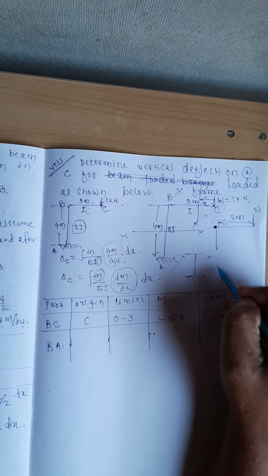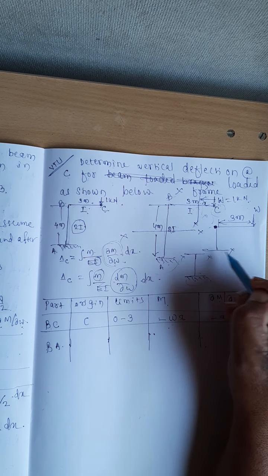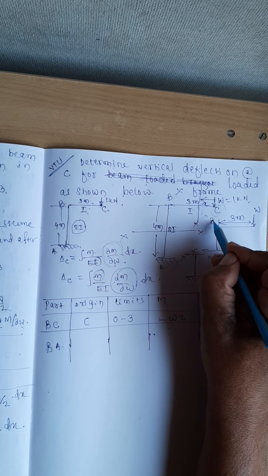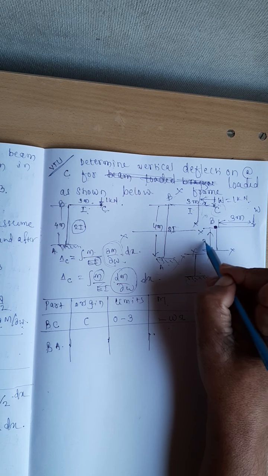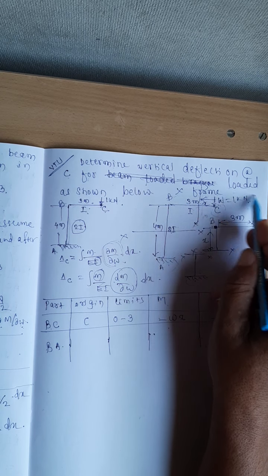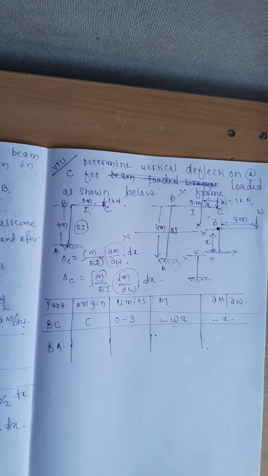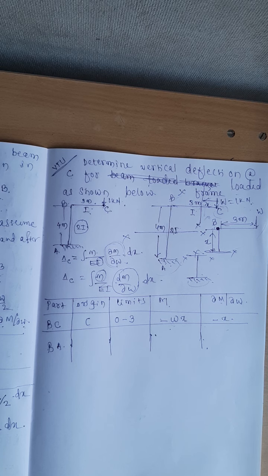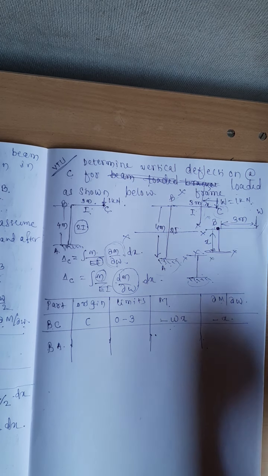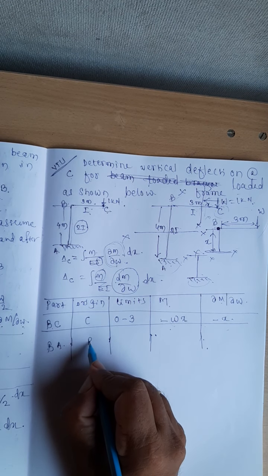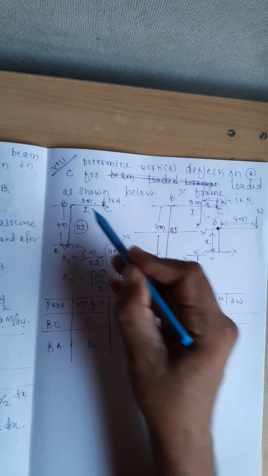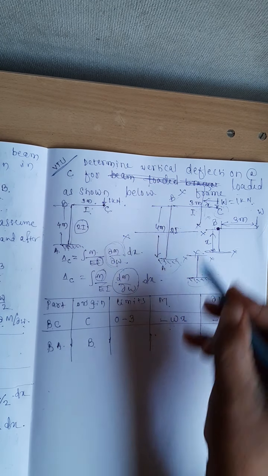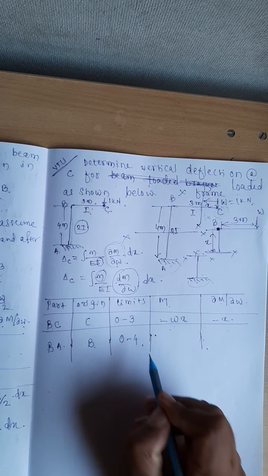I am interested in the part BA. My section XX is here. So you are taking B as the origin and you are writing the equation for the bending moment. Even though you are taking B as the origin, you need to write the equation for the whole bending moment on this part like that. So here I am taking B as the origin. Therefore, the limits are from B to A. What is this distance? 4 meter. Limit is 0 to 4.